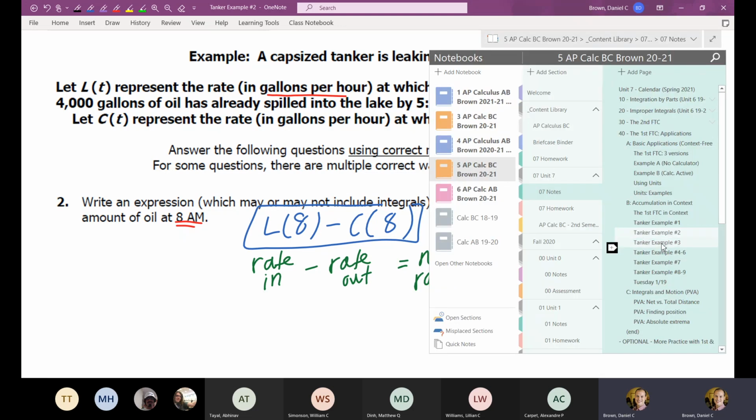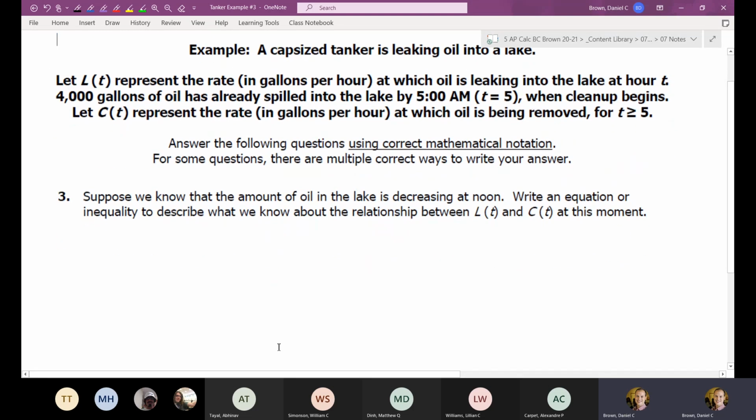Sometimes we're asked to do a little bit more of an interpretation. So here's number 3. It says, suppose we know the amount of oil in the lake is decreasing at noon. So we know that at noon, which will be t equals 12 in this problem, the amount of oil is decreasing. We want to write an equation or inequality, so we better see an equal sign or an inequality sign, to describe what we know about the relationship between L of t and C of t in this moment. I know at least 2 answers you could do for this one that would be kind of correct.